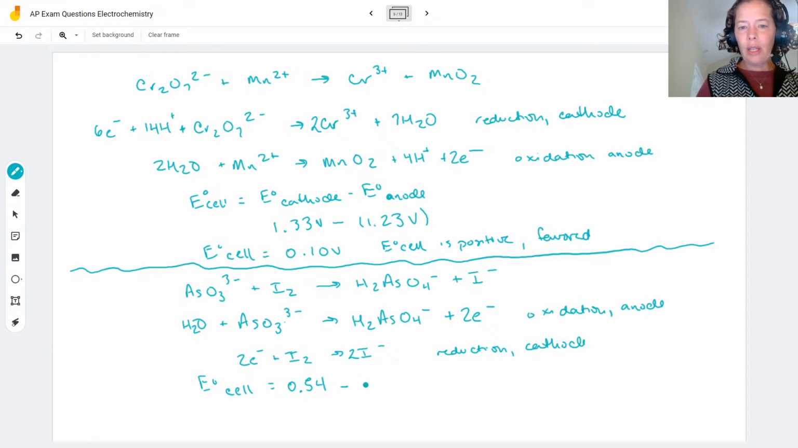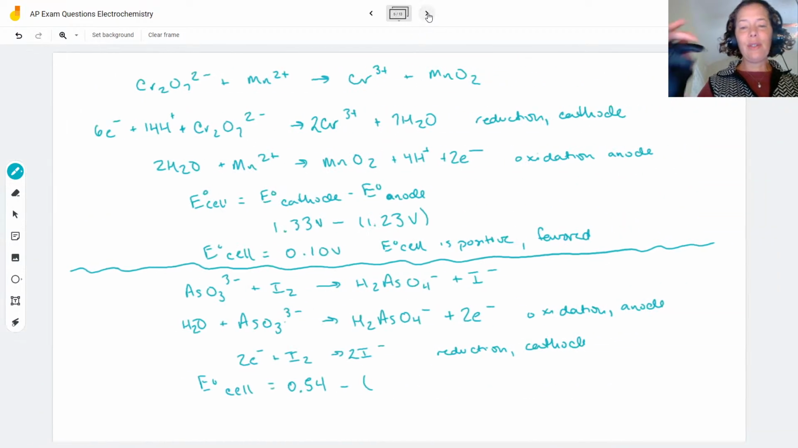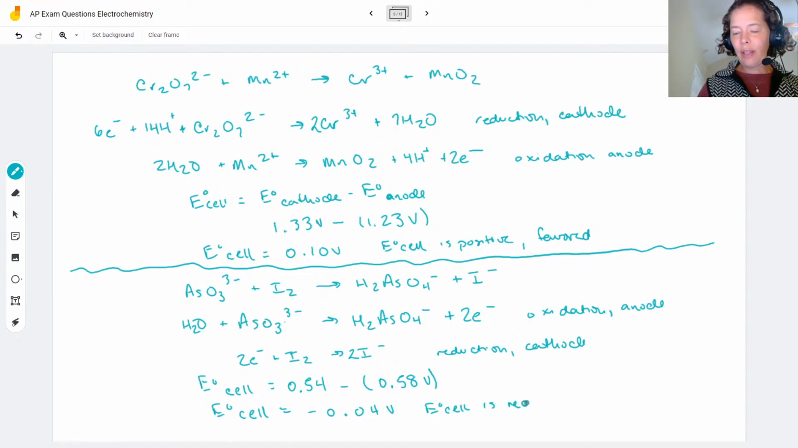54. And then my anode is my oxidation. Remember, you're looking for the reverse here. Now, the nice thing is my table is pretty small. Here we go, 0.58. So it's easy to find, but potentially on the AP exam, you could be given a very large table. And that's why it might take you a little bit of time to find these reduction potentials. Okay, so my E cell here is really quite small, but it is negative volts. So E cell is negative, which means it is not favored.